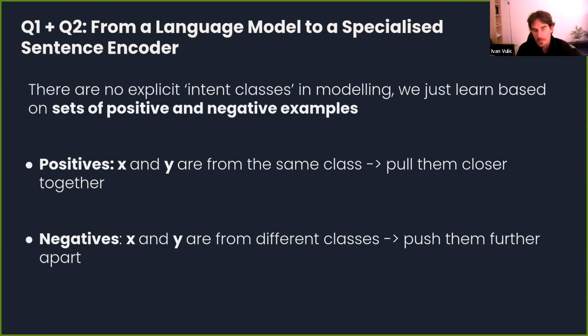So how it is actually implemented in a more technical way is that we don't really use explicit intent classes anymore in modeling. We just learn based on sets of positive and negative examples for contrastive learning, where we say, okay, if we have some annotated intent data for the particular task or domain, we just say sentences X and Y in the training data are from the same class, and we should pull them closer together. These are our positive examples. And negative examples are just two sentences that actually have different intent labels, and we should push them further apart. And the principle of doing that is exactly the same as what we did with ConveRT.